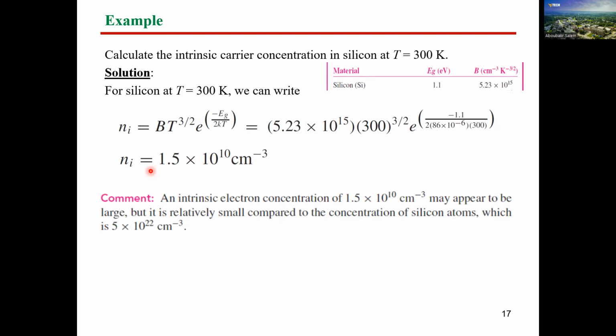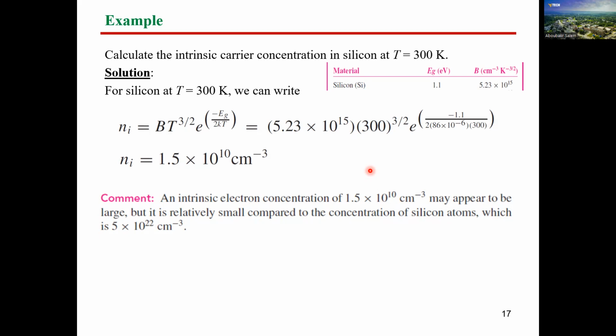Just a comment, an intrinsic electron concentration of 1.5 times 10 to the power 10 may appear to be large, but to be honest with you guys, it's not that large, because the concentration of the silicon atom itself is 5 times 10 to the power 22. So this is the concentration of the atom itself, but this is the concentration of the intrinsic electron in the silicon. So this number is not that large compared to the atom itself.